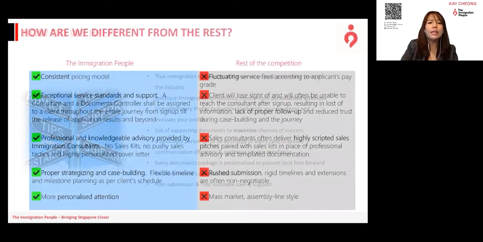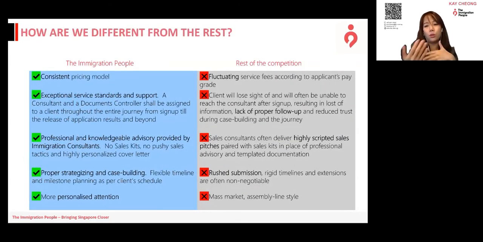Now this one I'm not going to speak much because some of it was already covered during the previous slides. Very importantly, we have a consistent pricing model. We do not charge $7,000 and give you 50% discount if you can decide today. No, we are not pushy at all. We do not charge according to your pay grade. And you will get exceptional service standard and support from us. In terms of knowledge, definitely, because of many years of experience and having worked with ex-ICA officers, we know how ICA works.